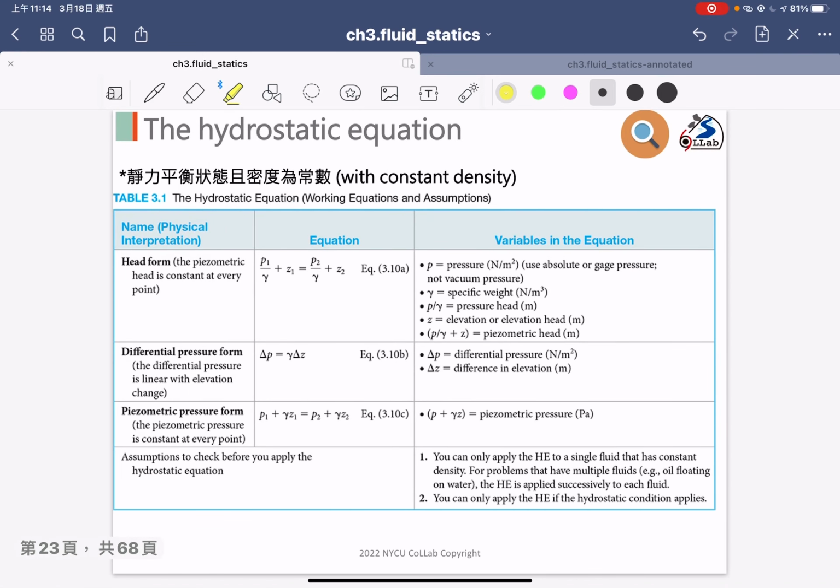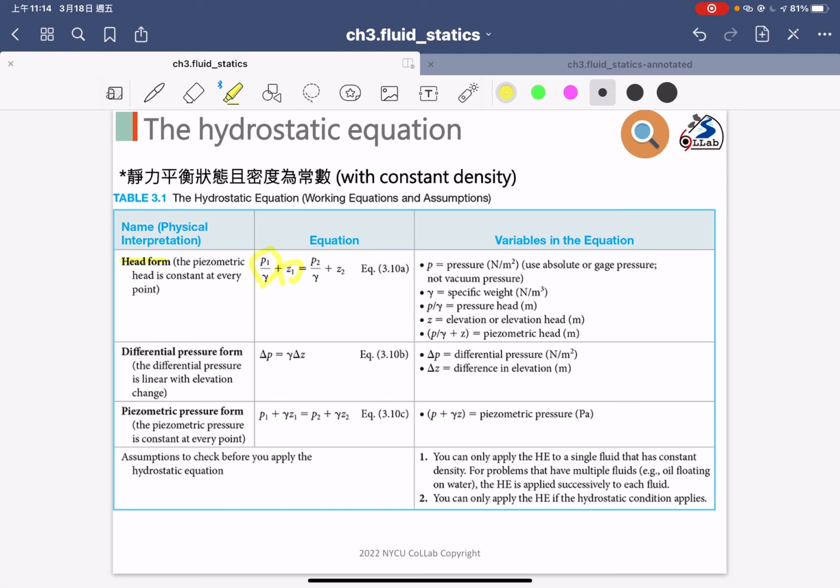Okay, so the table summarizes all the different formulas, but the same ideas for the hydrostatic equations. You can use the head form, and we call that the pressure head and elevation head. And the sum of the pressure head and the elevation head, we call the piezometric head.